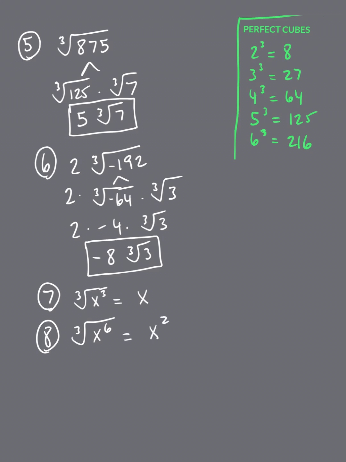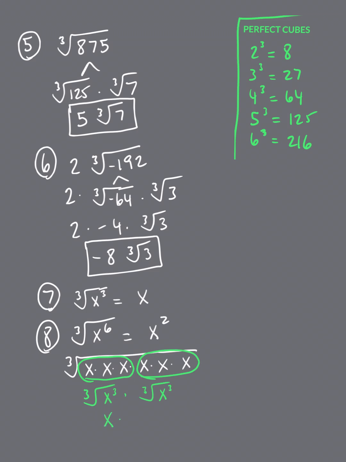If you haven't watched that other video, then you can look at this as 6 x's multiplied together. That's x to the 6th. And so since we're taking the cube root, we need to find triples. And there's 2 triples. So it's basically the cube root of x cubed times the cube root of x cubed. So we know the cube root of x cubed is x. We know the cube root of x cubed is x again. And then we have x times x, which is x squared.